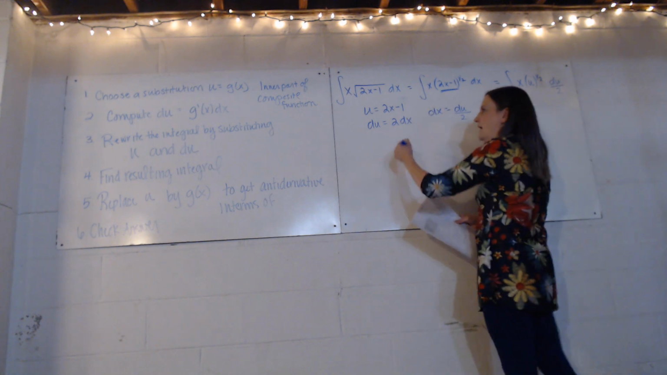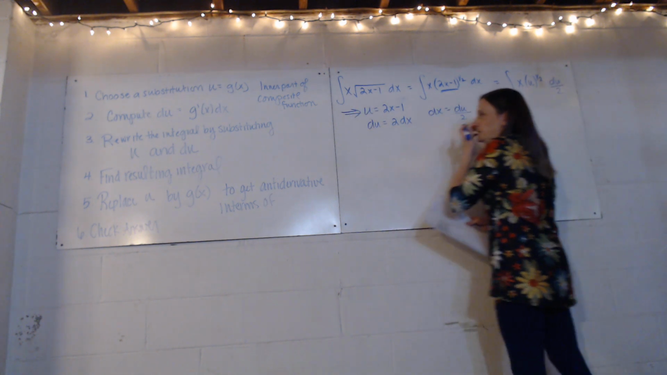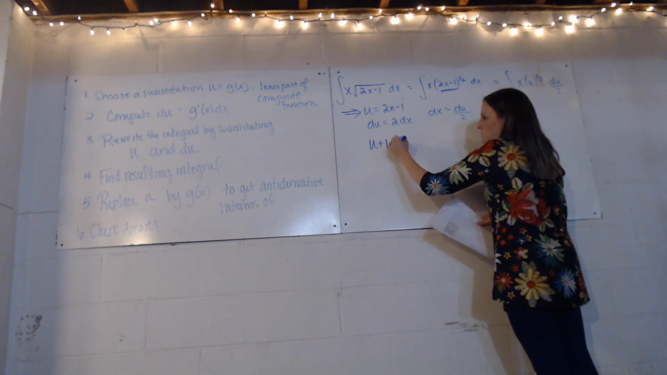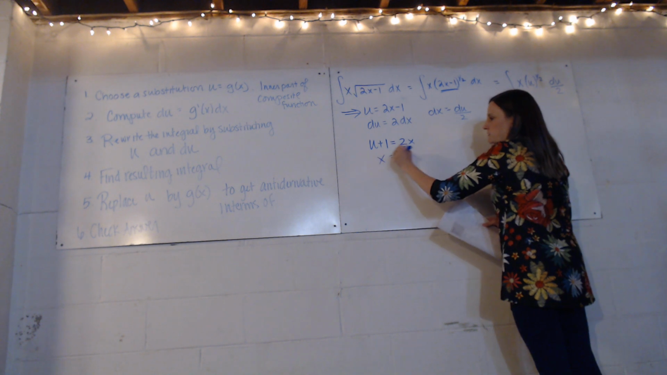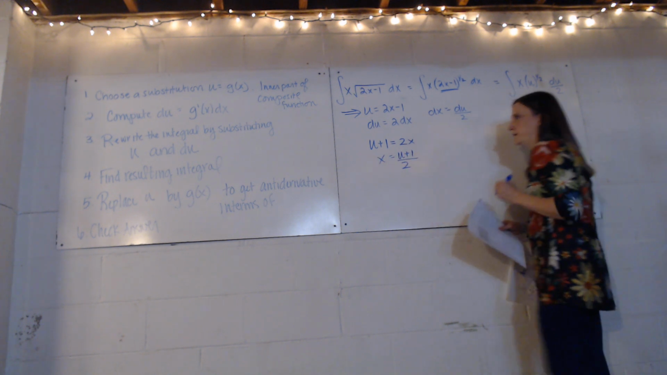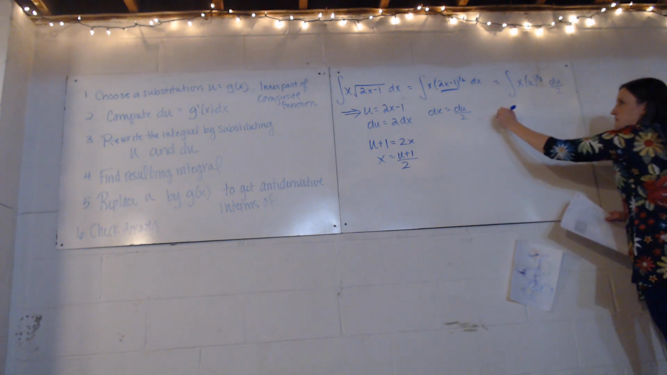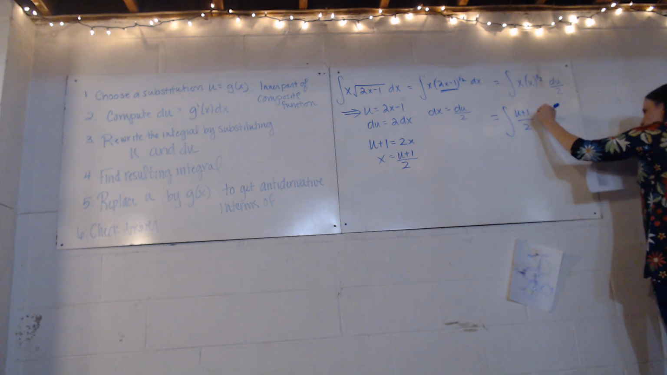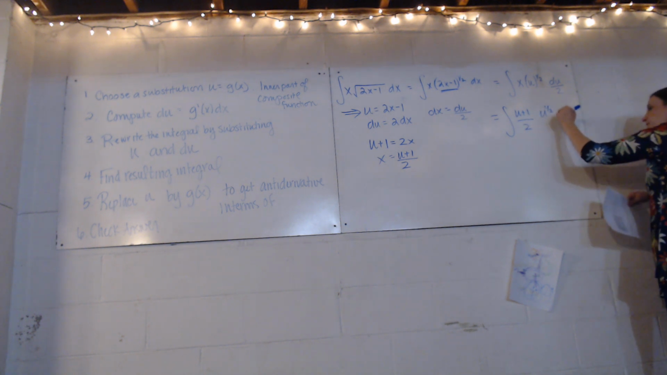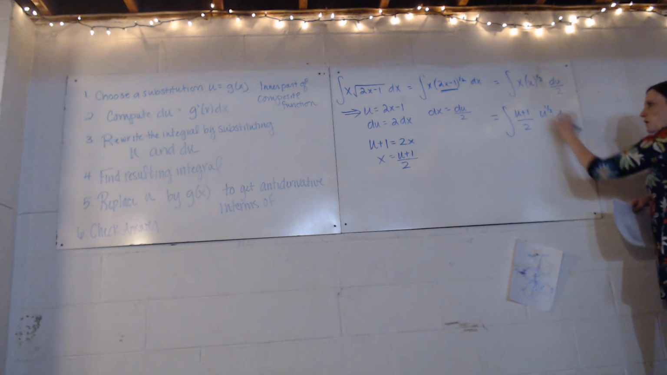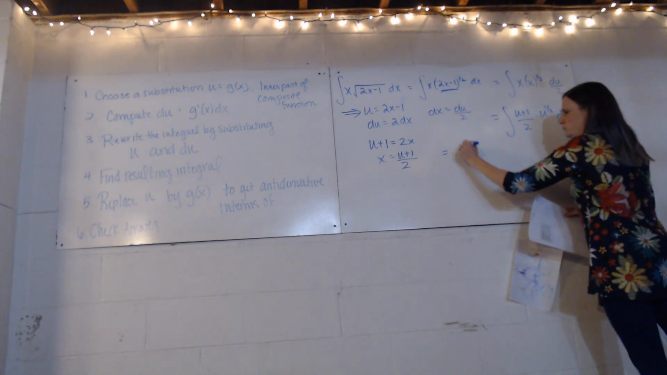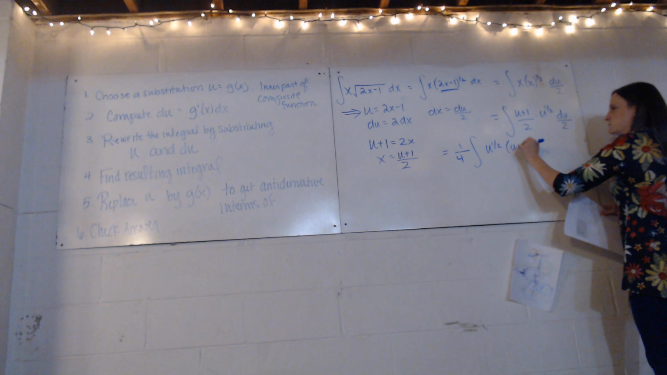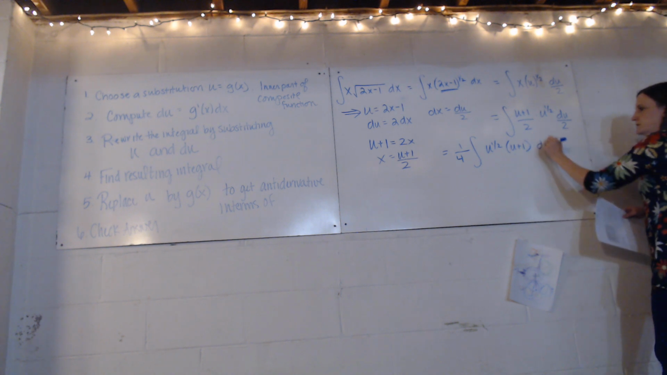If I look at what I have, if u is equal to 2x minus 1, then u plus 1 is equal to 2x. So x is equal to (u plus 1) divided by 2. So let's put that in here. This becomes the integral of (u plus 1) divided by 2, times u to the 1/2, du over 2. So I have a 1/2 times a 1/2 I can pull out. So this becomes 1/4 times u to the 1/2 times (u plus 1) du.